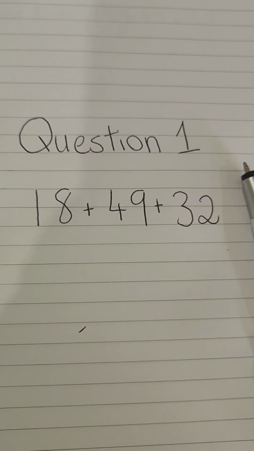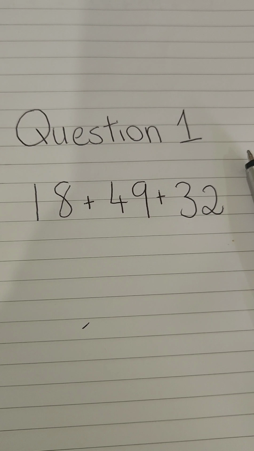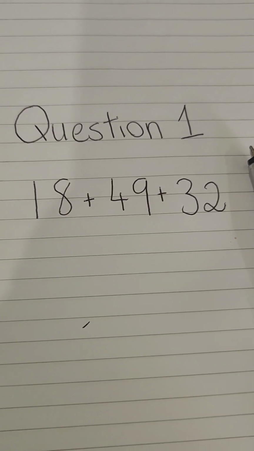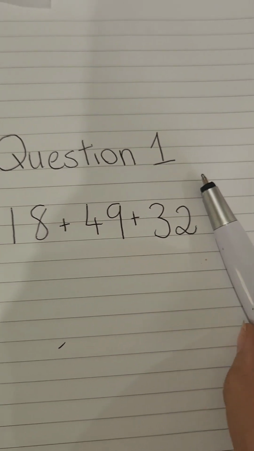Question 1. 18 plus 49 plus 32. To solve this equation through mental strategies, we are going to use place value. Step 1. Write your equation with all the numbers aligned into their correct values.